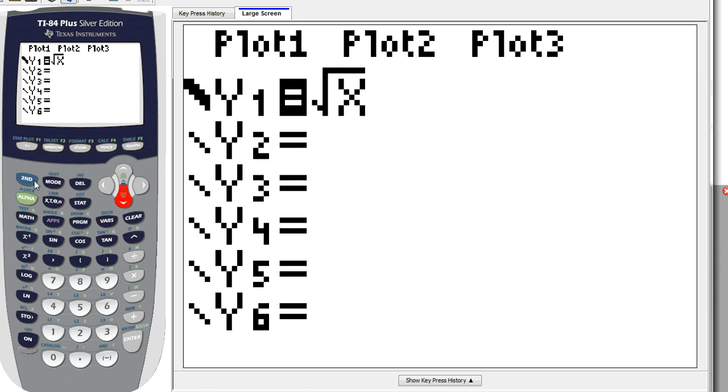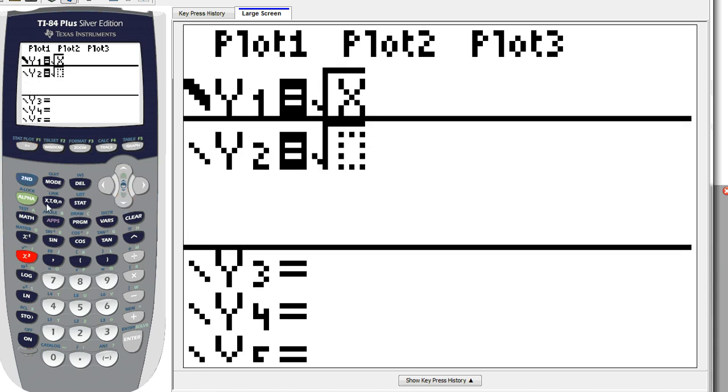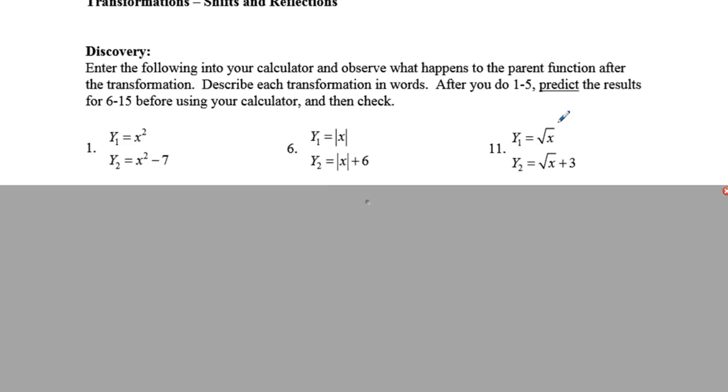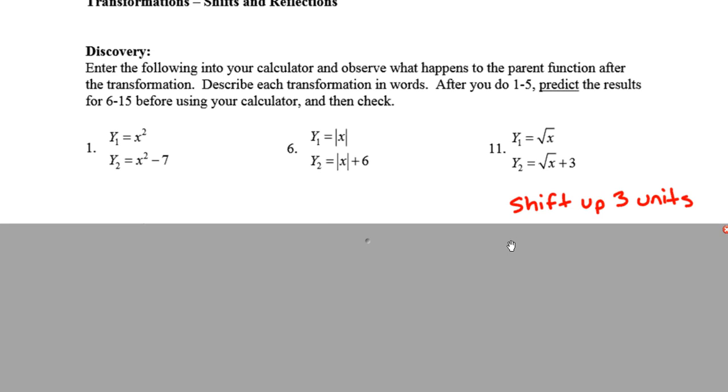I'm going to go square root of x, and I'm going to add 3 outside the function. Make sure you go to the right, plus 3. Let's hit graph. Hoped it did. I hoped you thought that it was going to go up 3, right? It goes up 3 and everything else looks like it's 3 units away. It's like parallel, right? You might say. All right, so let's go back to our notes and note that it shifts up 3 units.